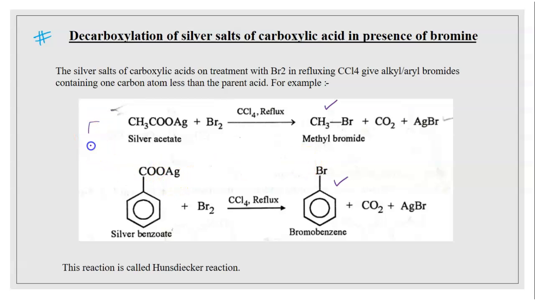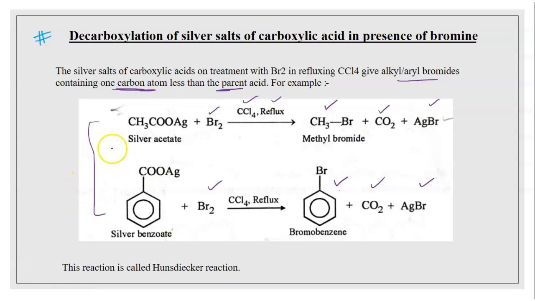Silver salt of your respective carboxylic acid will be reacting with bromine, and on refluxing with CCl4 will be giving you your alkyl or aryl bromides, on removal of your carbon dioxide and silver bromide. Okay. So this alkyl and aryl bromide which is formed, it contains one carbon atom lesser than your parent acid.